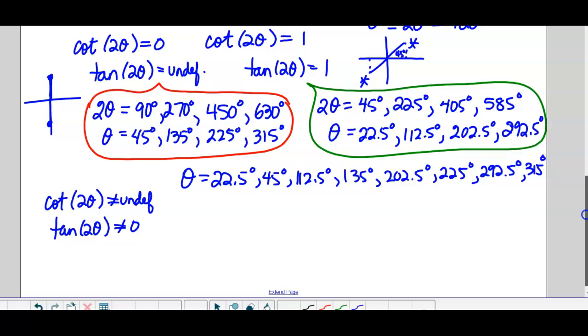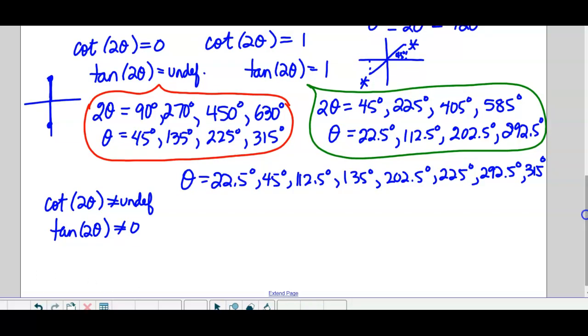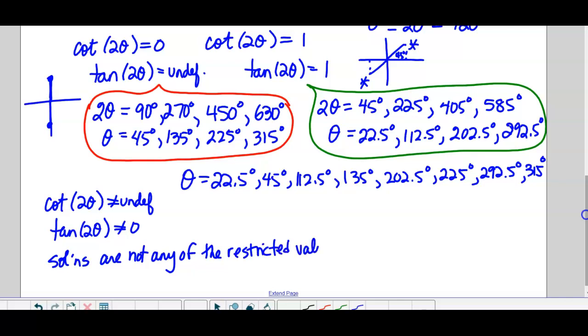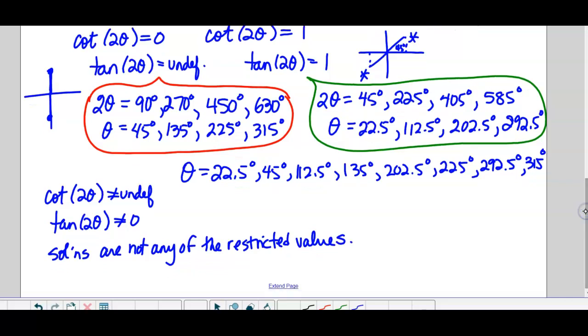So from here, we know, even if you just put this on a test, you could say here, restrictions will not, or you could say solutions are not any of the restrictions. Yeah, because when you're solving it, you can't really solve it if you have restricted values in it, because you're not going to get them.